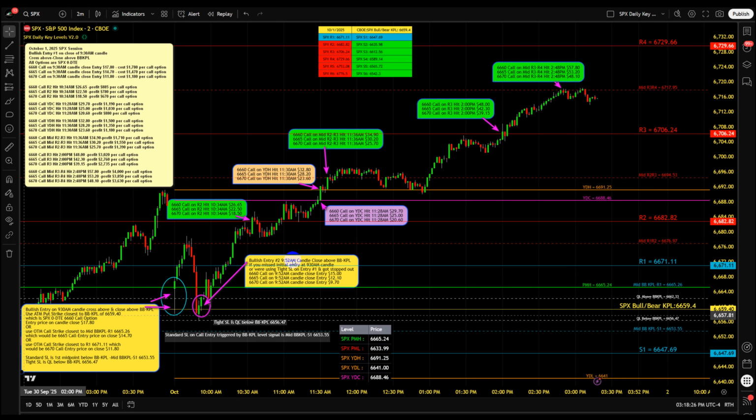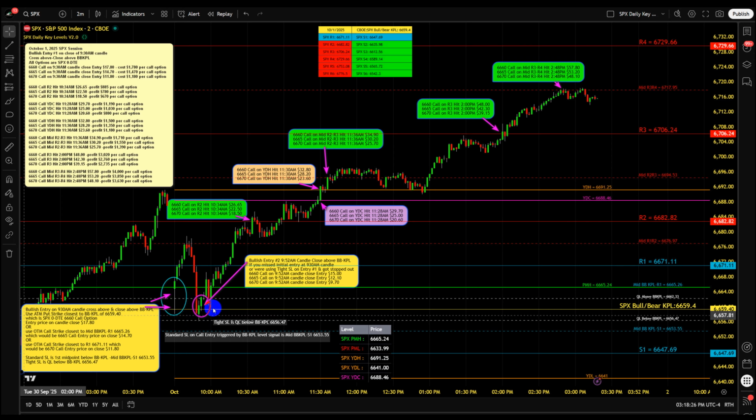We also have bullish entry here, number 2. And the reason that we're pointing this out is for two reasons. One, if you did use a tight SL and you were stopped out here, then you could have re-entered here on this 9:52 a.m. candle, which also crossed and closed above the BBKPL.